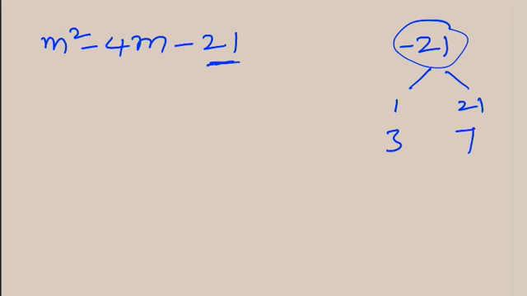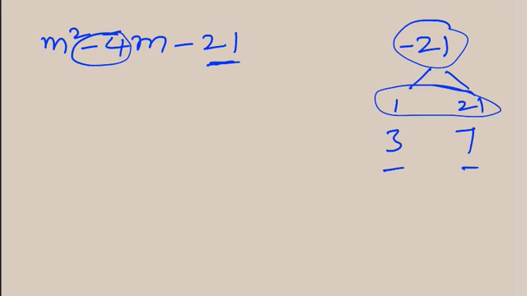Is there any other possibility? No. After finding these two, we need minus 21, so one of the factors must have a negative sign. So how can we decide? Anyway, if I take these two and add or subtract, I won't get 4. But here you see 3 and 7: 3 plus 7 is 10, but 7 minus 3, 4 we are getting. But we need minus 4. Then how do we get minus 4?